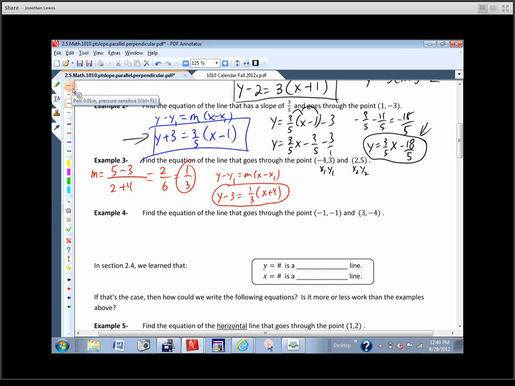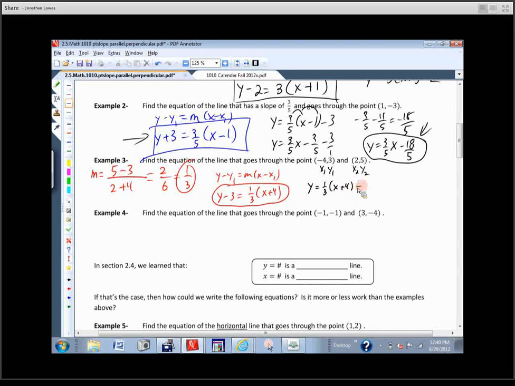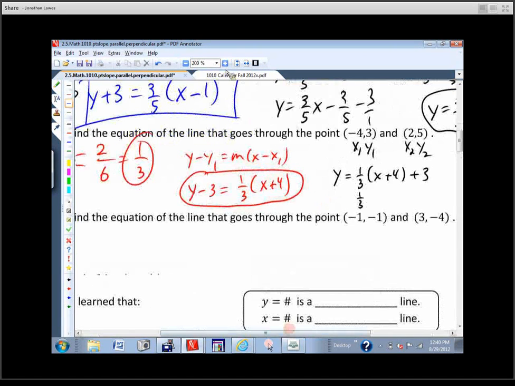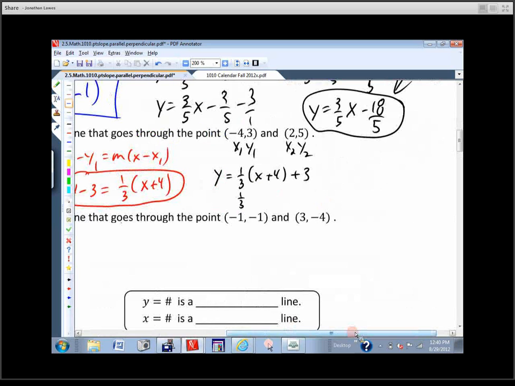If the problem said, hey, I want you to write it in slope-intercept form, now what do we have to do? Yep, we got to convert it. So we're going to need to do two things. Move the 3 over, and we're going to need to distribute. So this is going to be y equals 1/3 x plus 4 plus 3, which is 1/3. Can I blow this up a little bit? Pretty okay there? 1/3 x.